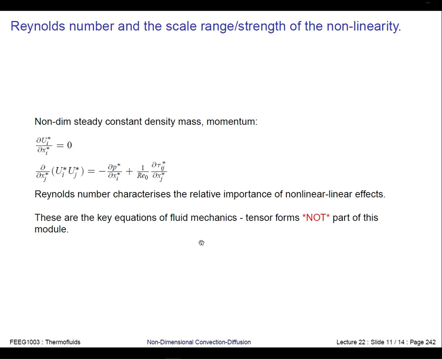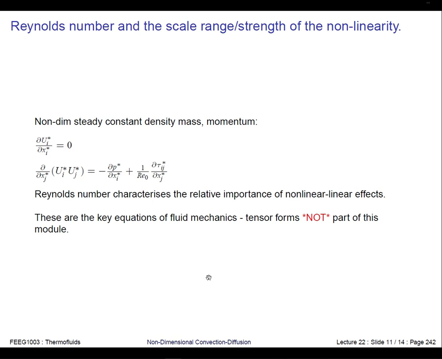The other reason why the Navier-Stokes equations are interesting is this term is nonlinear, and it's this nonlinear term that gives us the richness of fluid mechanics and turbulence and chaotic solutions. This term is big when the Reynolds number is very large, and the viscous forces can't stabilize the flow.